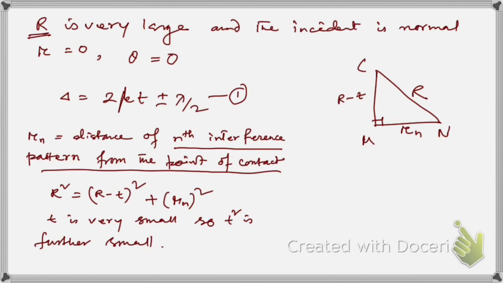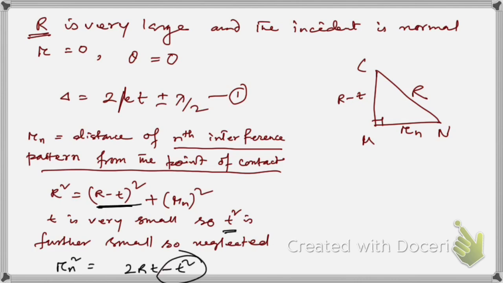So neglected. So in that case, we will get Rn square 2 RT minus T square, right? If you expand this, then you're gonna get T square. So in this expression, that T square will be neglected here, and this T square will be neglected, right? So neglecting that, what are you gonna get?